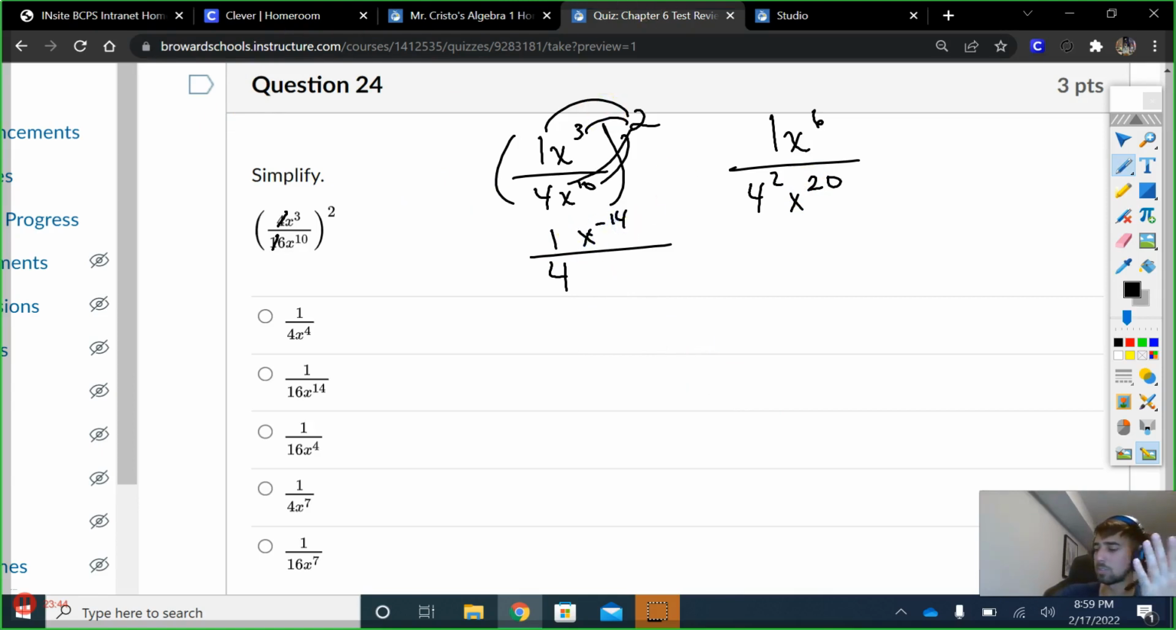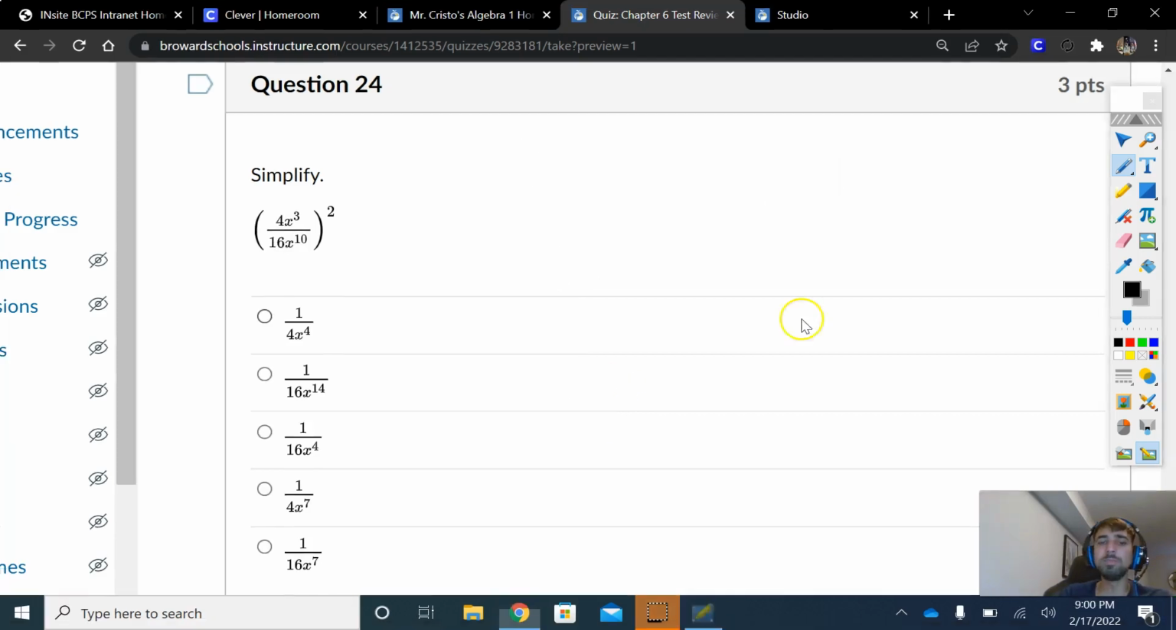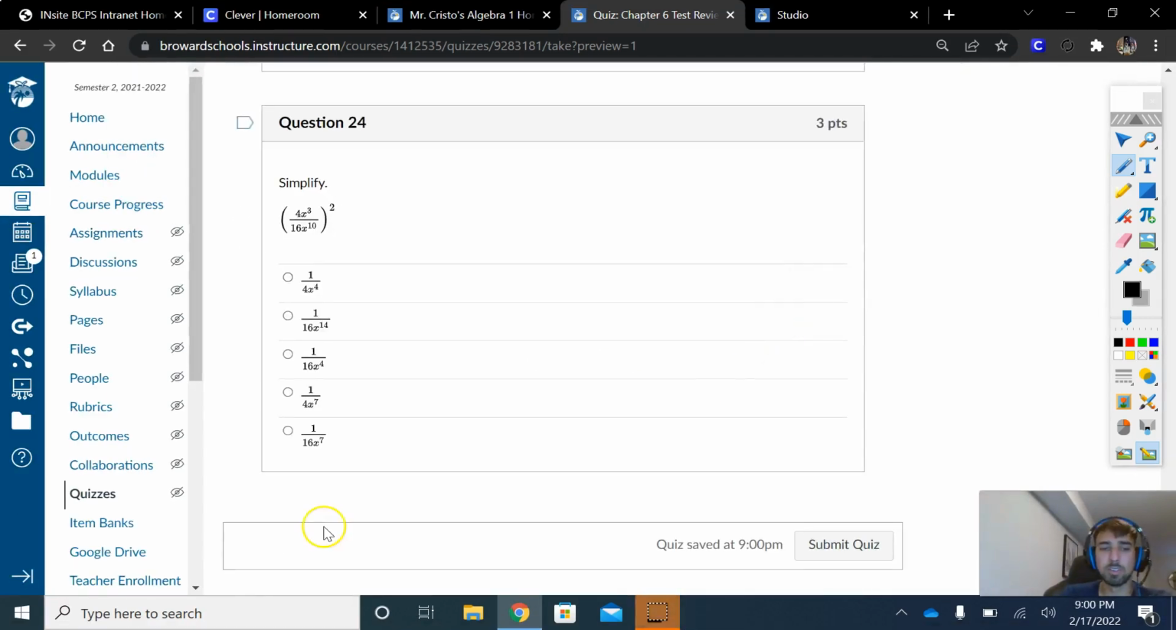This is going to go downstairs. It's a negative exponent. Oh, I forgot to put the 2 right here. Sorry. So that'd be 1 over 4 to the second power, which is 16, next to the x to the 14th. We're done.